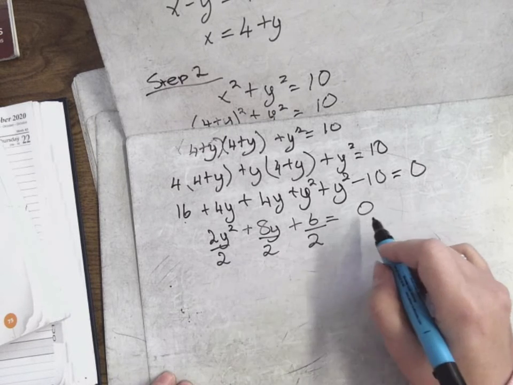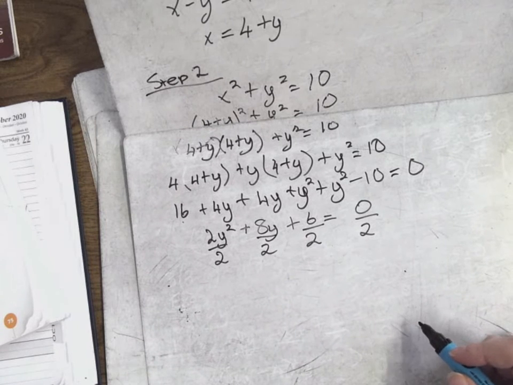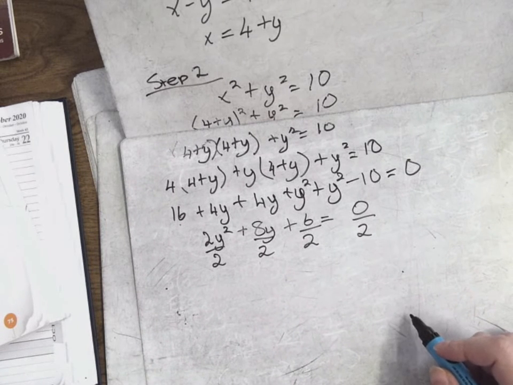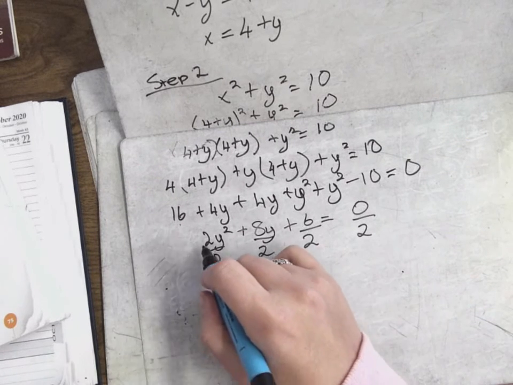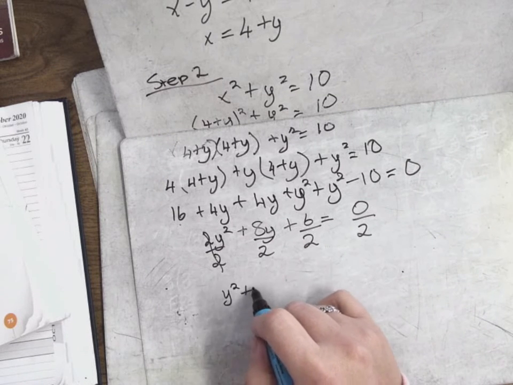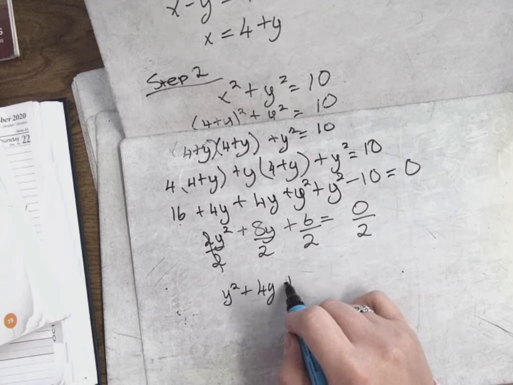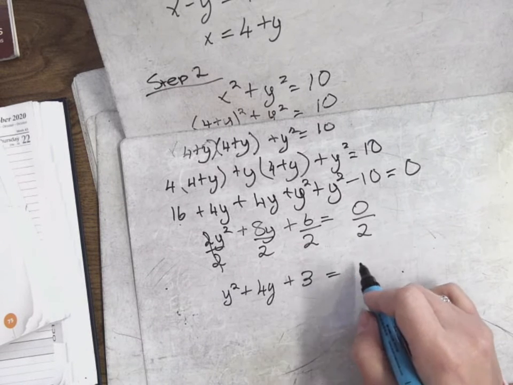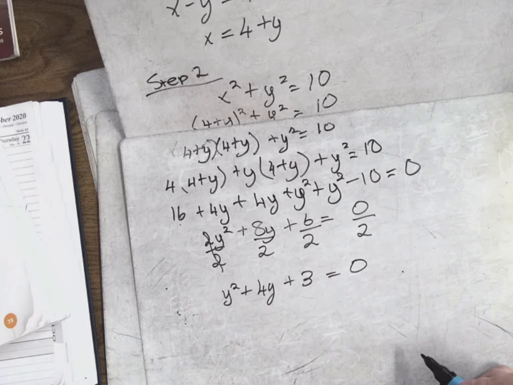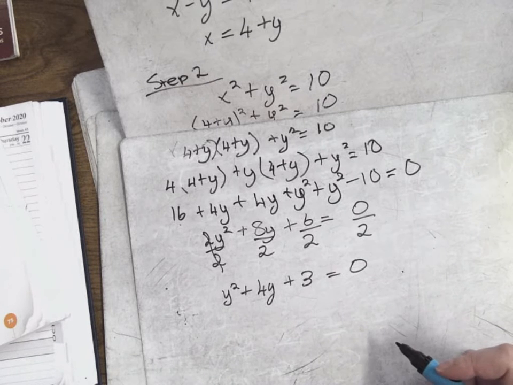Remember you can do anything to an equation as long as you do it to the whole line. So 2 divided by 2 is 1, so I just get 1y squared. 8y divided by 2 is 4y. And 6 divided by 2 is 3, and 0 divided by 2 is 0. So then I can go into my minus b formula, if you prefer.